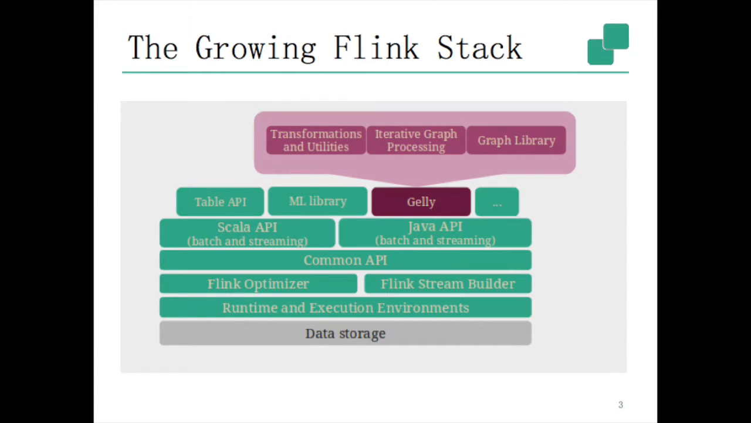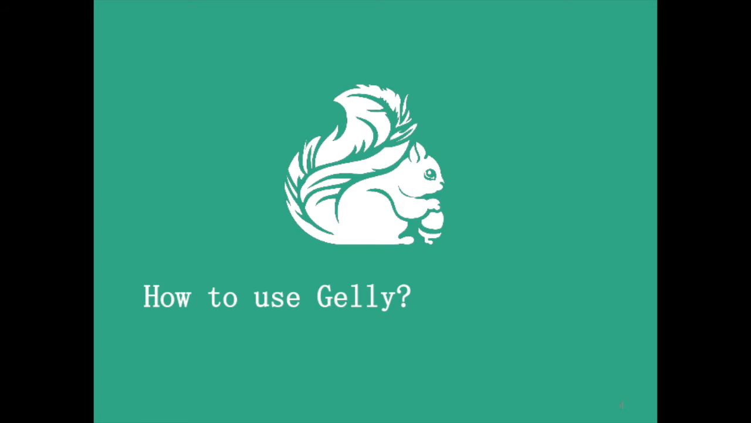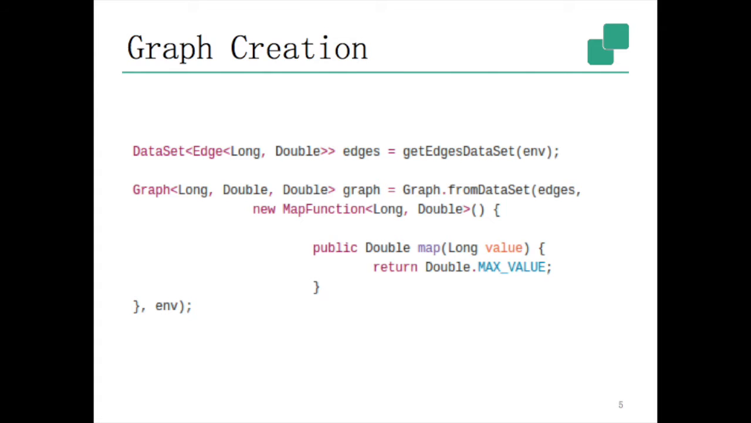Let's see how we could use Jelly. First of all, it's good to know that in Jelly, a graph is represented by a dataset of vertices and a dataset of edges. And we could create a graph afterwards from a dataset, from a tuple dataset, or from a collection, let's say from an array list. How do we do that? Let's check out an example.